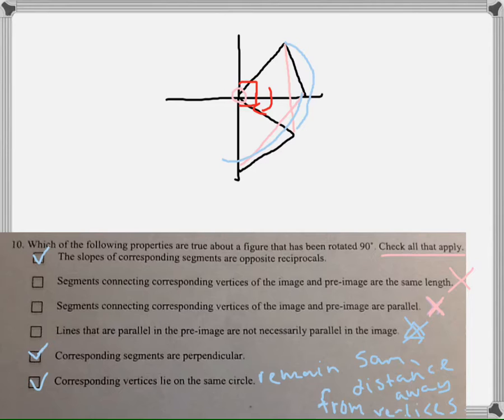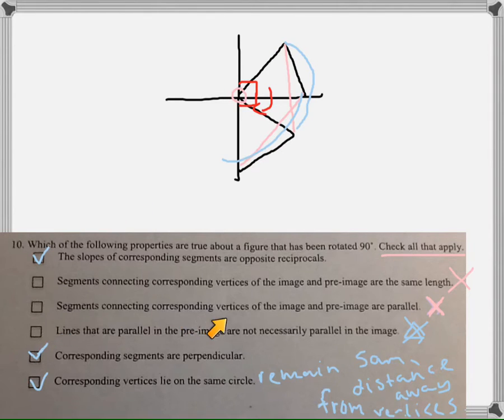The second question asks, segments connecting corresponding vertices of the image and pre-image are the same length. This is not true. Let's take this top point up here. This pink line represents the distance. You can see that this definitely has distance in between, but this point that was on the center of rotation does not change at all. This is because all points remain the same distance away from the origin, so depending how far away from the origin or center of rotation they were, that changes how far apart they are afterwards.